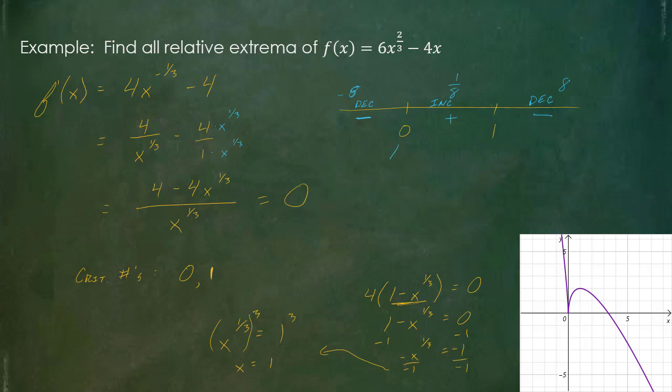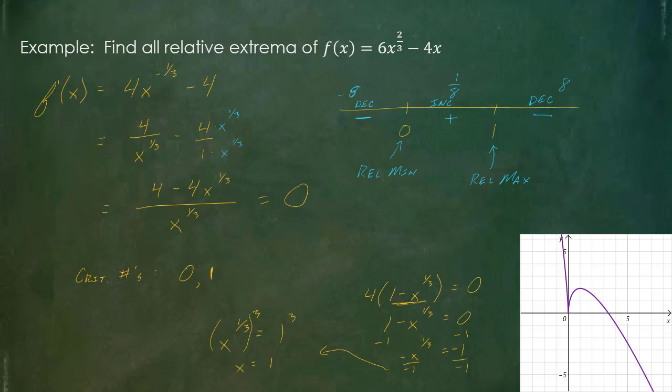So what can I say about these 2 points? Well, at 0, it was decreasing coming in, then increasing coming out, so that must be a relative minimum. And at positive 1, it was increasing coming in, but then switched to decreasing coming out, so that must be a relative maximum.